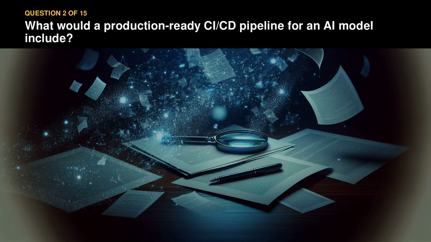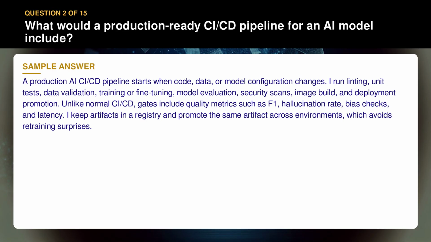Question 2. What would a production-ready CI/CD pipeline for an AI model include? A production AI CI/CD pipeline starts when code, data, or model configuration changes. I run linting, unit tests, data validation, training or fine-tuning, model evaluation, security scans, image build, and deployment promotion. Unlike normal CI/CD, gates include quality metrics such as F1, hallucination rate, bias checks, and latency. I keep artifacts in a registry and promote the same artifact across environments, which avoids retraining surprises.